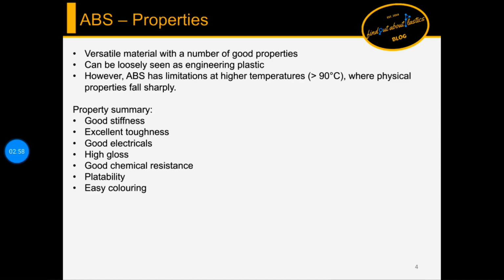Altogether, we can summarize the properties as follows. ABS has a good stiffness combined with excellent toughness due to butadiene, good electrical properties and high gloss. Chemical resistance is good and it is plateable too. Easy coloring is possible. ABS is available in hundreds of colors.